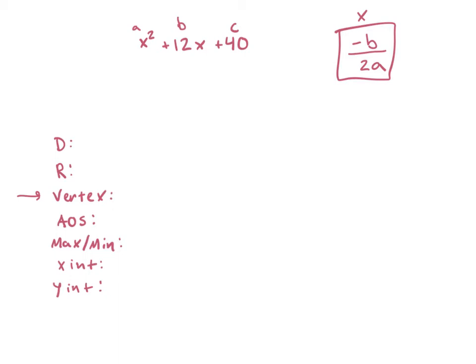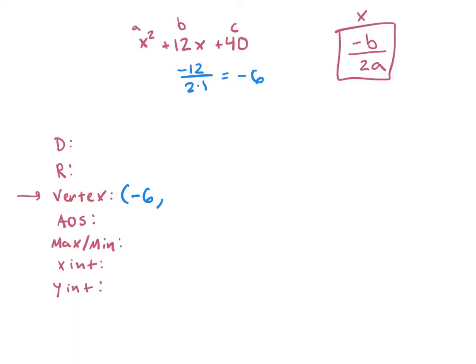So we just plug it in. We have negative 12 on top, and then 2 times, what would our A be here? What is our A? 1. So negative 12 over 2 would be negative 6. So our x value in our vertex is negative 6.